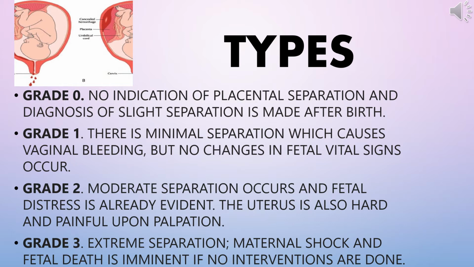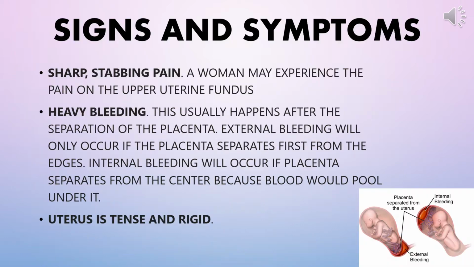And in grade 3, there will be extreme separation of the placenta. There will be maternal shock and fetal death is imminent if no interventions are done. Now, what are the signs and symptoms of abruptio placentae? It can be monitored and detected early before it progresses to the critical stage. So it's very important to monitor and detect it as early as possible.